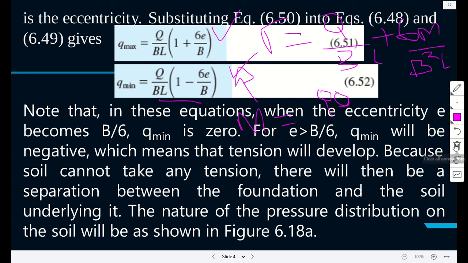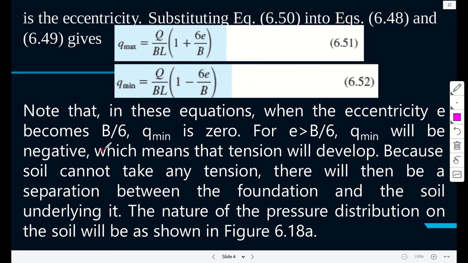So note that in these equations, when the eccentricity e becomes B over 6, you can imagine if you substitute e equals B over 6 there, Q min becomes 0. That's true because this would be 1 minus 1. For e greater than B over 6, Q min will be negative, which means tension will develop. Because soil cannot take any tension, there will then be a separation between the foundation and the soil underlying it.